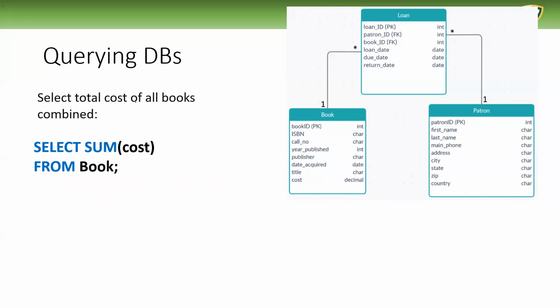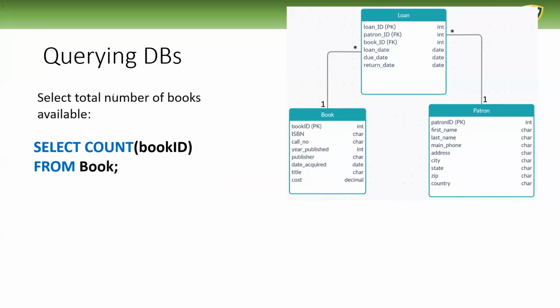For example, if you want to select the total cost of all books combined, we have a cost attribute here in the book table. So we can select the sum. This is a built-in function, and because it's a function, it's always going to have parentheses like this. And this, of course, is the attribute name that I got from the book table. So select the sum of the cost from the book table. It's going to sum all the costs of all the books and give you the total sum of all the costs.